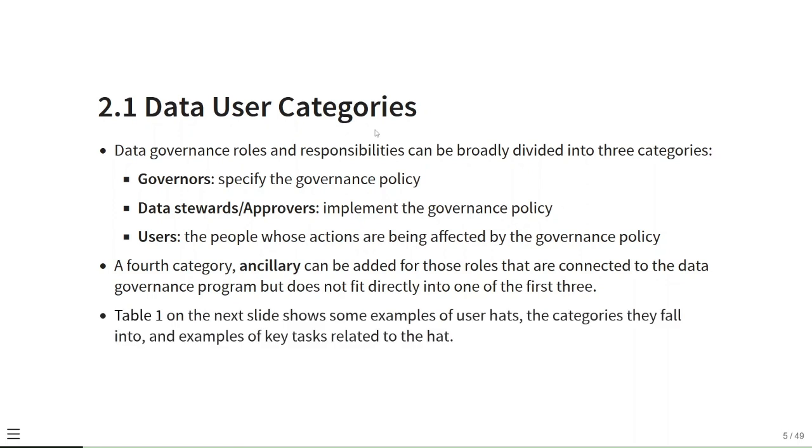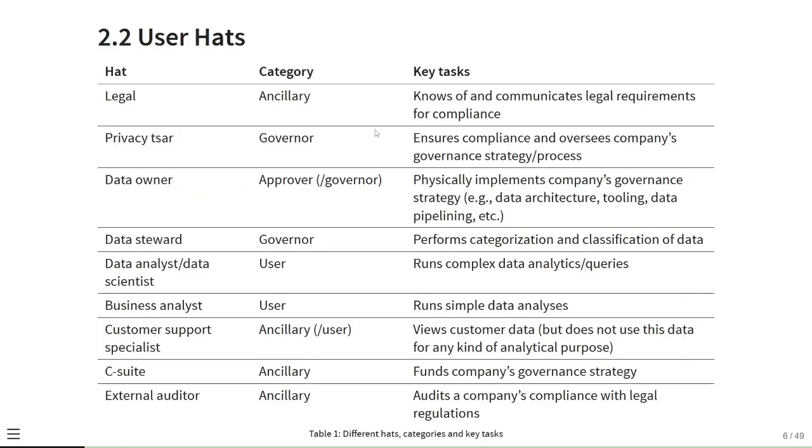Table 1 on the next slide shows some examples of user hats, the categories they fall into, and examples of key tasks related to the hat. Some examples of hats include legal, the privacy czar, the data owner, the data steward, the data analyst, data scientist, the business analyst, the customer support specialist, C-suite, and the external auditor. And we will be taking a closer look at each of these hats now.